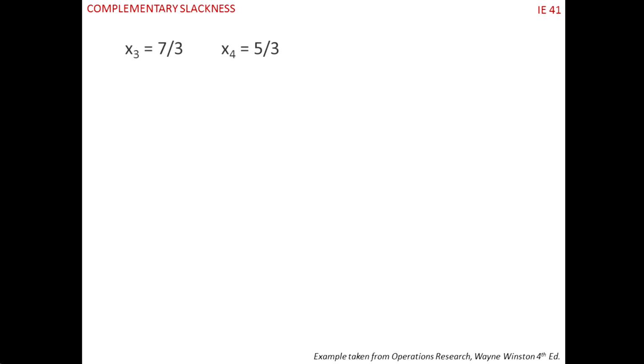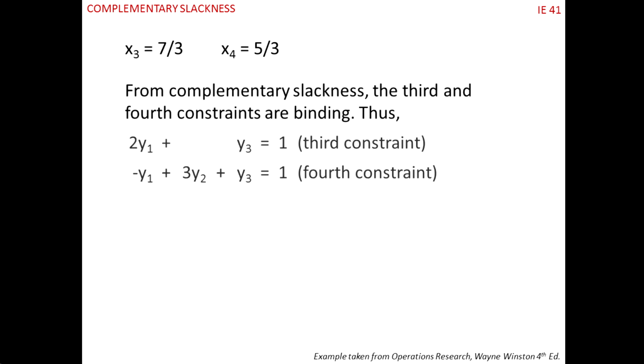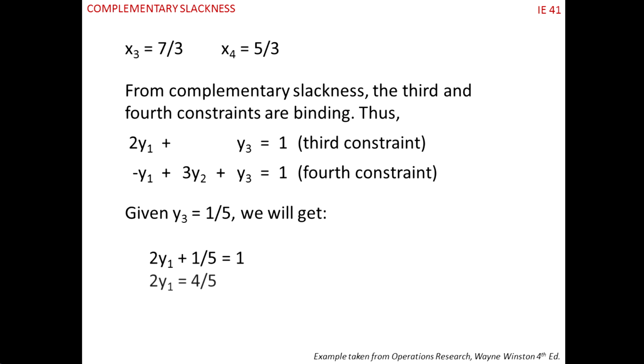Now, given that x3 is equal to 7/3 and x4 is equal to 5/3, we can say from complementary slackness that the third and fourth constraints of the dual LP are binding. Thus, 2y1 plus y3 is equal to 1 is the third constraint, and negative y1 plus 3y2 plus y3 is equal to 1 is the fourth constraint. We are given that y3 is equal to 1/5. Therefore, solving the third constraint, we get 2y1 plus 1/5 is equal to 1. 2y1 is equal to 4/5, so that y1 is equal to 2/5.